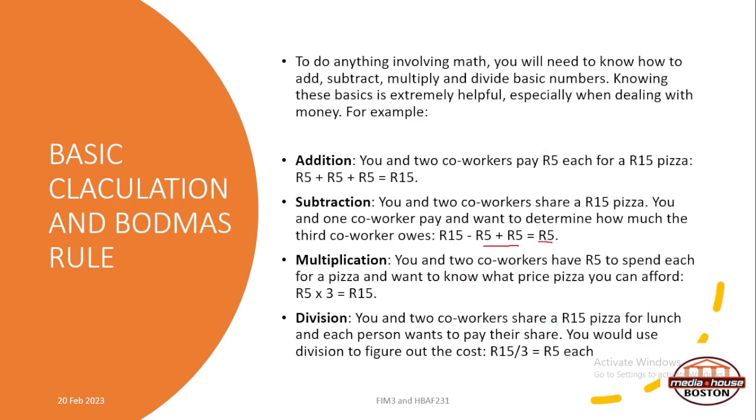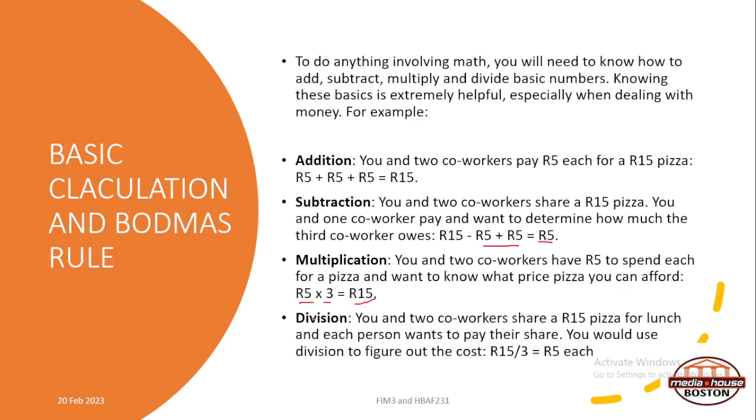So in terms of multiplication, we can say that you and your two co-workers have 5 rand to spend each for a pizza, and want to know what price of pizza you can afford. All three of you can only spend 5 rand. So how much is the pizza price that you can get based on your contribution? It will be three of you, which is 3 times the 5 rand you can contribute, meaning that you can only afford a 15 rand pizza. So this is just basic calculation.